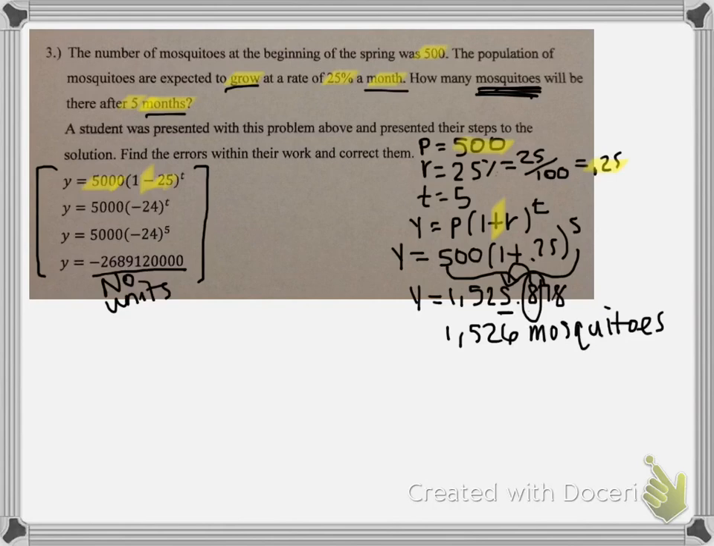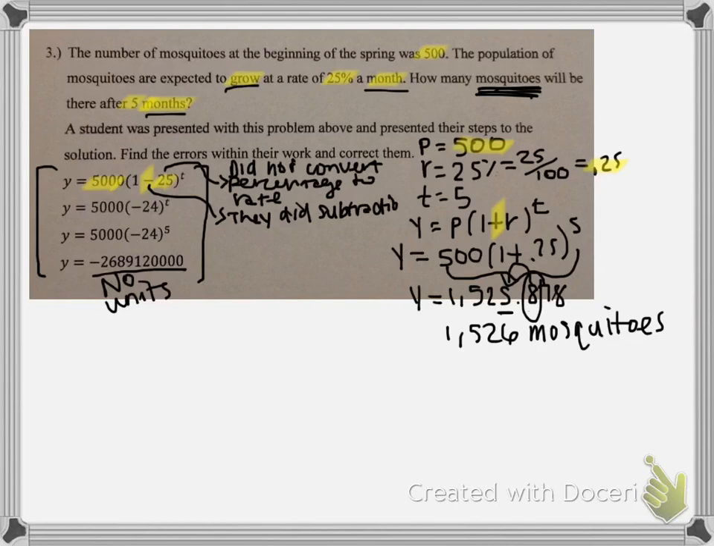But when you explain what they did wrong, you can say that with 25, they did not convert percentage to rate. So, did not convert percentage to rate. And then they did subtraction instead of addition. Okay. And then the last thing to explain is they added an extra zero.